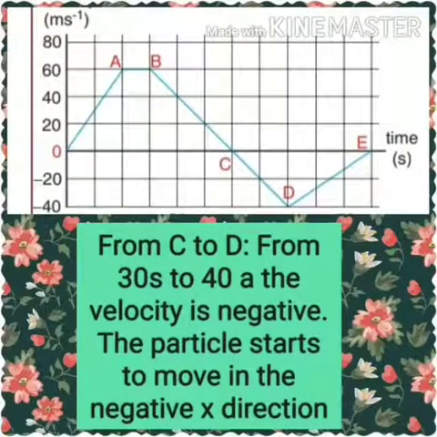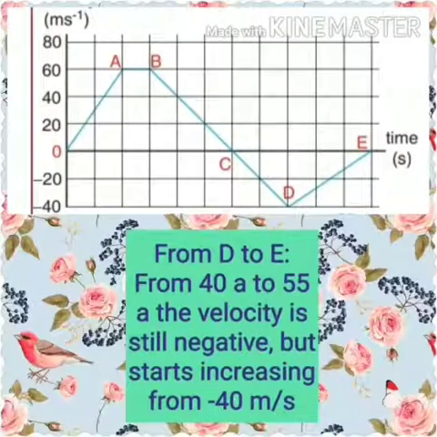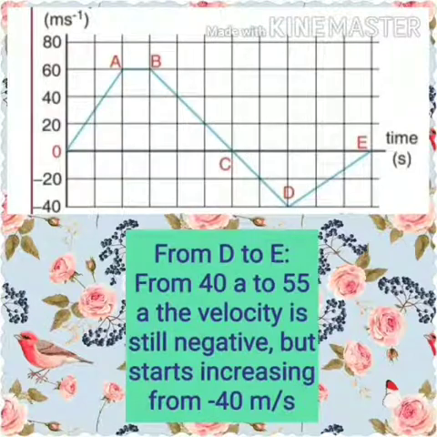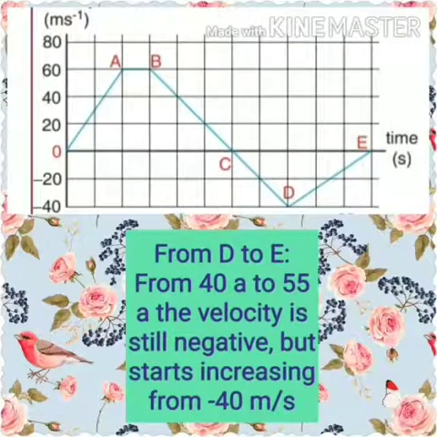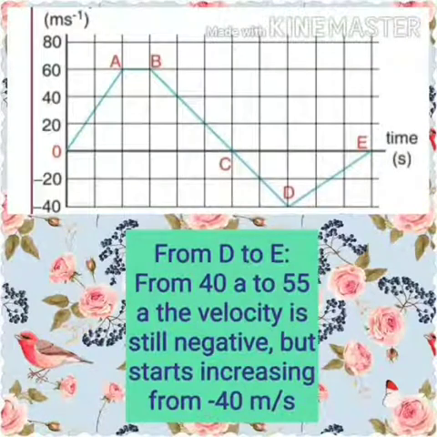From 30 seconds to 40 seconds, the velocity is negative. The particle starts to move in the negative x direction. The magnitude of velocity increases to a maximum of 40 meters per second. Next, from D to E, from 40 seconds to 50 seconds, the velocity is still negative but starts increasing from minus 40 meters per second.